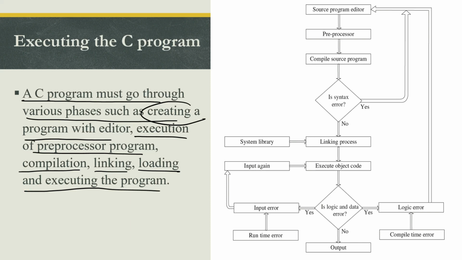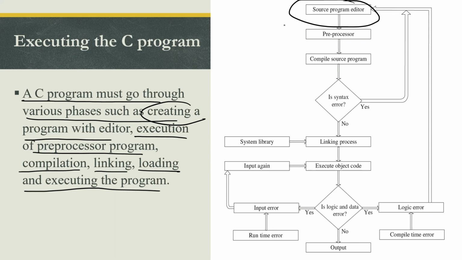So you can see the very first step is the source program editor, right? You have to write the program in any C editor. In our case, in this course, which editor am I using? Try to remember. I am using the Visual Studio VS Code editor. And you have to write a program, then save it. Generally, the extension of a C program is .c.